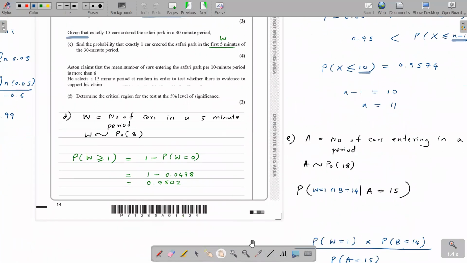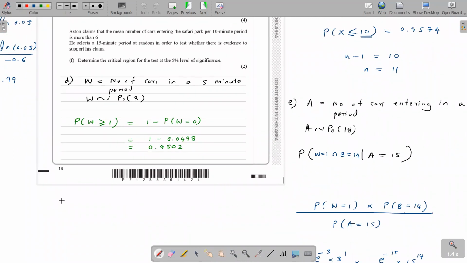Then to test his claim, he selects a 15-minute period. He doesn't work with the 10-minute period. He selects a 15-minute period at random in order to test whether there is evidence to support his claim. His claim is that the lambda is more than what is stated. So in a 10-minute period, the lambda is more than 6, which means the real value, he claims, is more than what we assume.